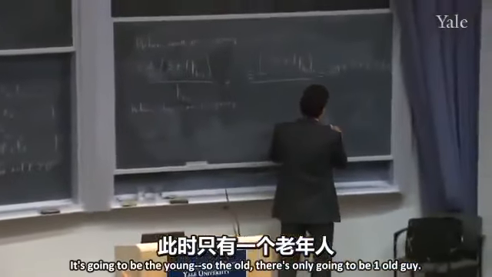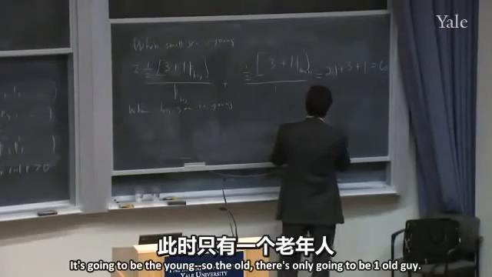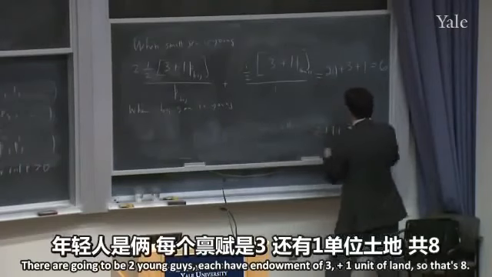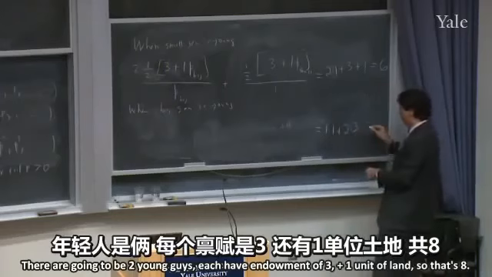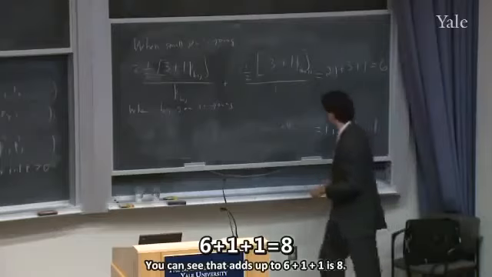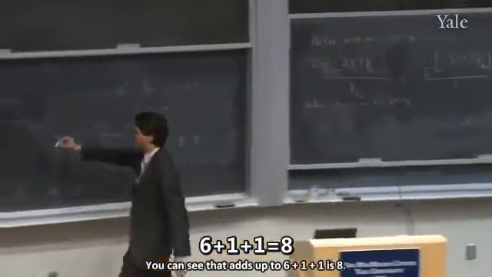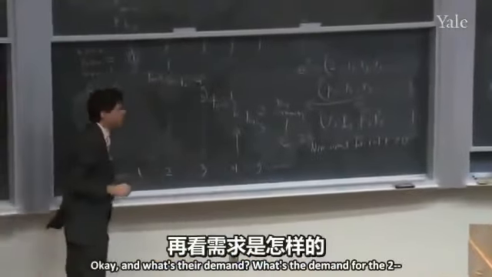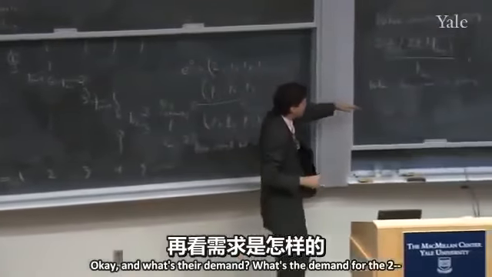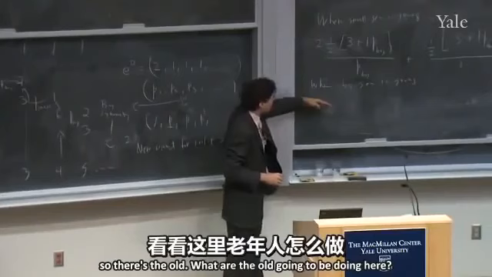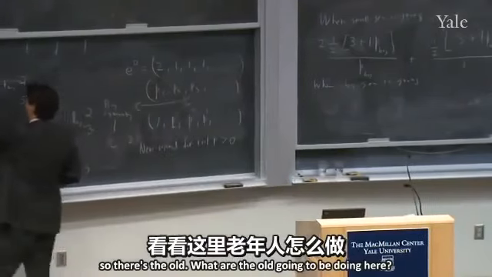There's only going to be 1 old guy. There are going to be 2 young guys, each have endowment of 3, plus 1 unit of land, so that's 8. And you can see that adds up to 6 plus 1 plus 1 is 8. Okay, and what's their demand? What's the demand for the 2? So there's the old. What are the old going to be doing here?